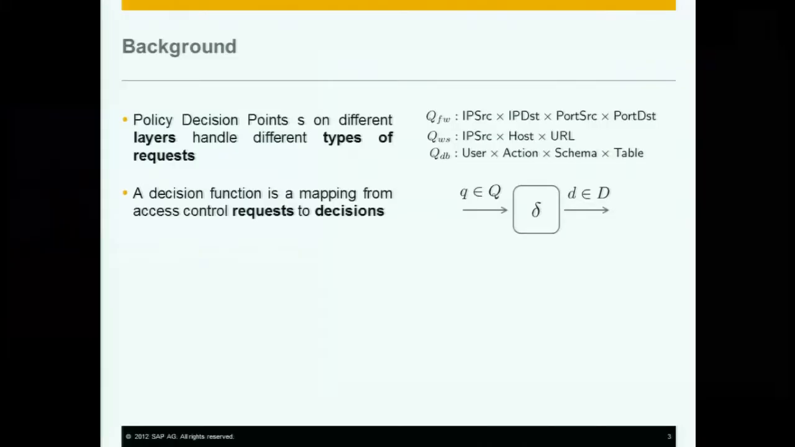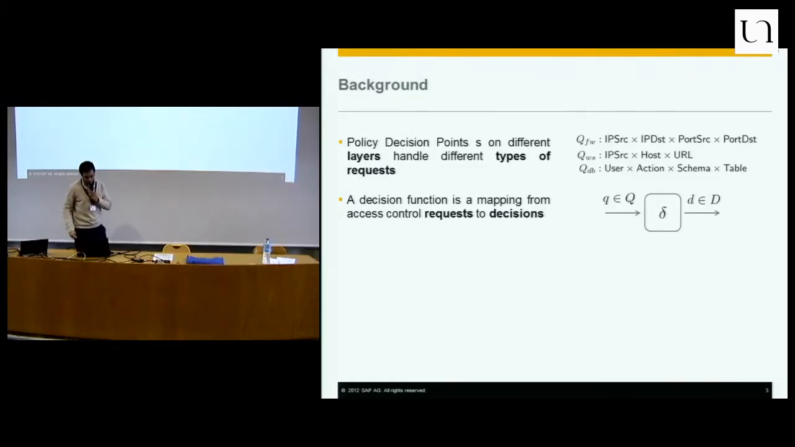One way that people have proposed to model access control systems is as a mapping from access control requests to decisions, as you see here on the right of the slide. This policy, we call it here decision function delta. One characteristic of the model we want to use is that the space of all the possible requests is typed, and there are different types of requests. A type of request is a set of fields, like IP source, IP destination, port source, port destination for a firewall. And then the space of all the possible requests is the product of the domain associated to each of these fields.